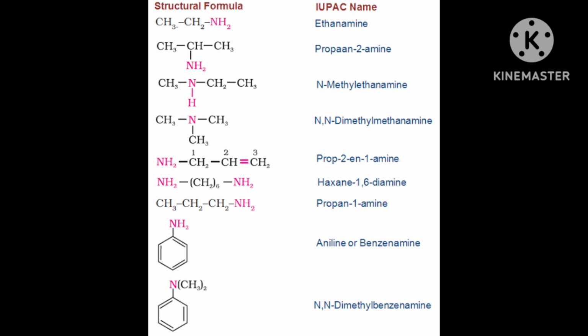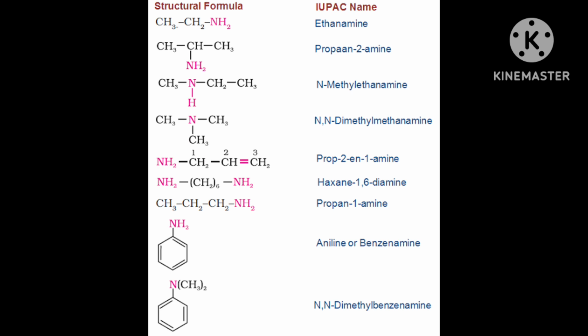Now the next example is CH2 taken six times in the middle, and NH2 is attached on both sides. Then its common name is hexamethylene diamine. This is the common name. What is the IUPAC name? Then a total of 6 carbons are there, so it is hexane. Hexane-1,6-diamine. Okay, like that.